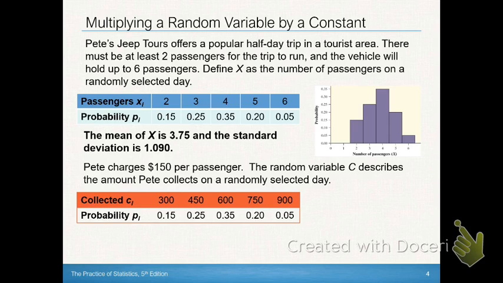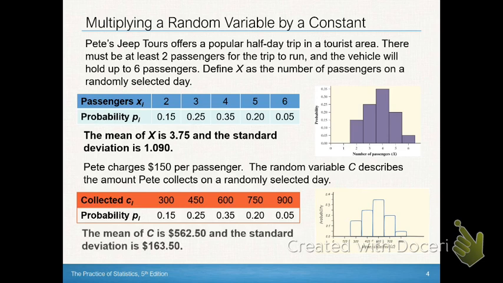In this case, if it costs $150 per person to go on the Jeep tour, we take all of our X values and we multiply them all by 150. The probabilities stay the same. And then we can look at our new distribution. We can see it has that same basic shape, although the numbers on the x-axis have changed. So the probabilities didn't change, but the values on the x-axis did.